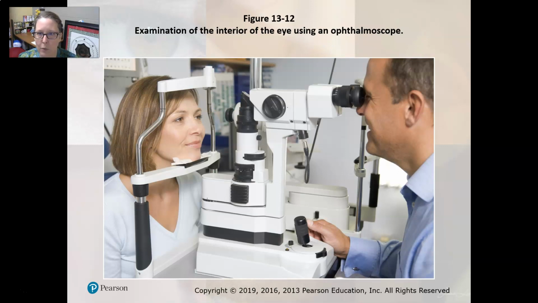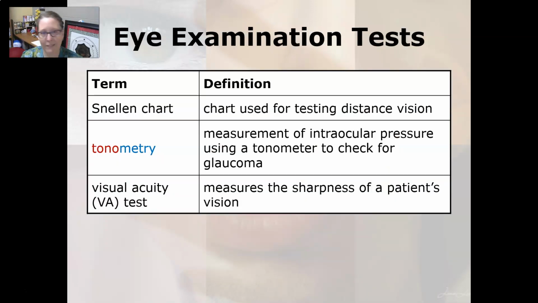And here's an example of the examination of the interior of the eye using an ophthalmoscope, a modern one. And then we have a Snellen chart. It's a chart used for testing distance vision. So this is very commonly seen in doctors' offices and other places. Tonometry is the measurement of intraocular pressure using a tonometer to check for glaucoma. Visual acuity test measures the sharpness of the patient's vision.